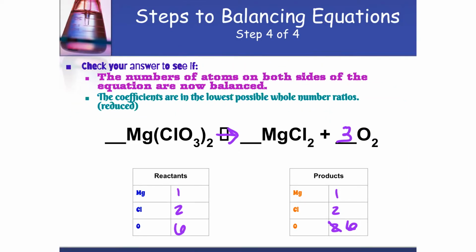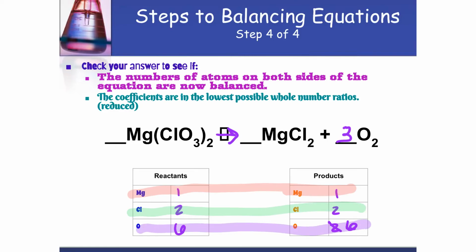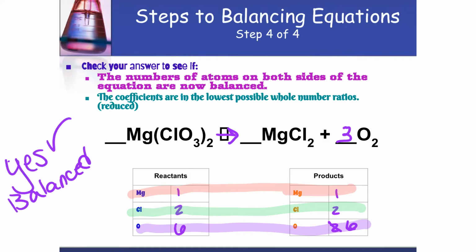Then I just need to check my answers. The number of atoms on both sides of the equation are now balanced, and the coefficients are in the lowest possible whole number ratios. My magnesiums, yes, they're balanced. I have 1 and 1. My chlorines, I have 2 and 2. And my oxygens, I now have 6 and 6. So yes, this equation is now balanced, and the coefficients are in the lowest possible whole number ratios.